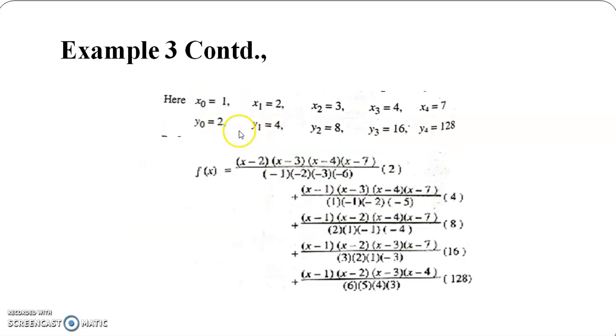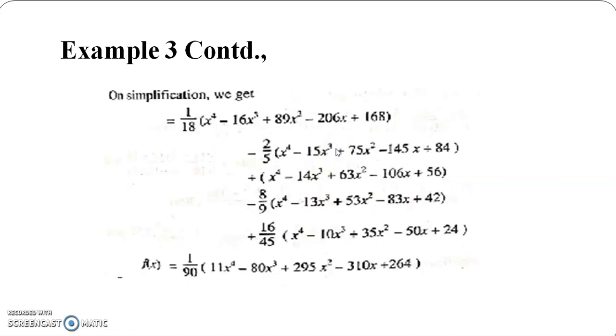First multiply these numbers, okay? Then multiply the corresponding polynomials. Okay, so we have a very big polynomial here, right?